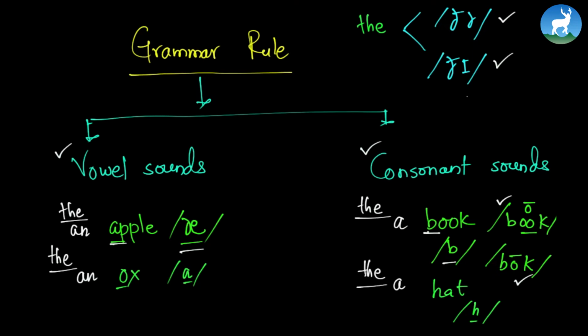"A" or "an". "A" is followed by a consonant sounding word, while "an" is followed by a vowel sounding word. So this is the basic grammar rule. Now let us study some more examples, and it's very simple, by the way.